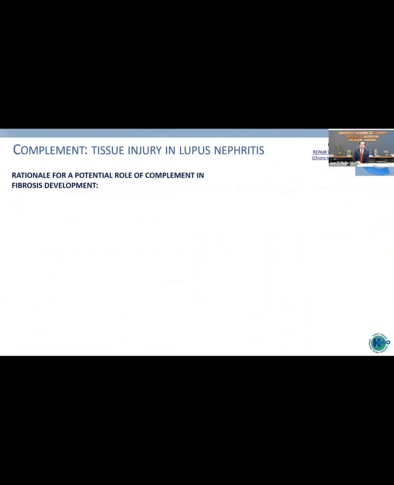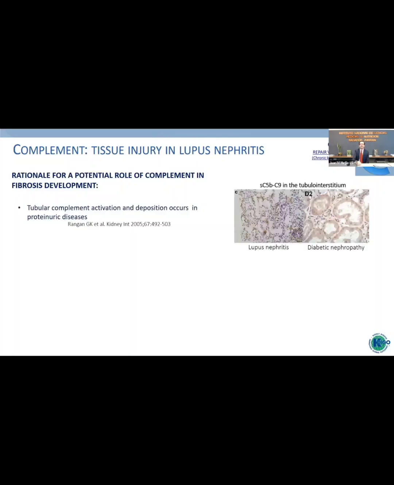And before going to treatment, I want to show you why in the chronic phase of kidney disease, when fibrosis develops, there's possibly involvement of the complement too. The rationale is that in many proteinuric diseases, it has been shown that filtered proteins activate complement that deposits in the tubular interstitium. And you can see in the image how the membrane attack complex can be found in lupus nephritis, but also in diabetic nephropathy.